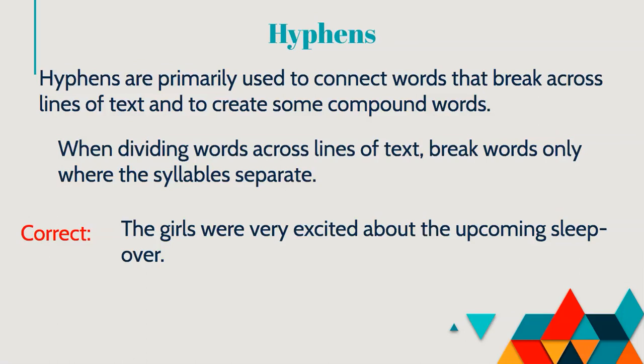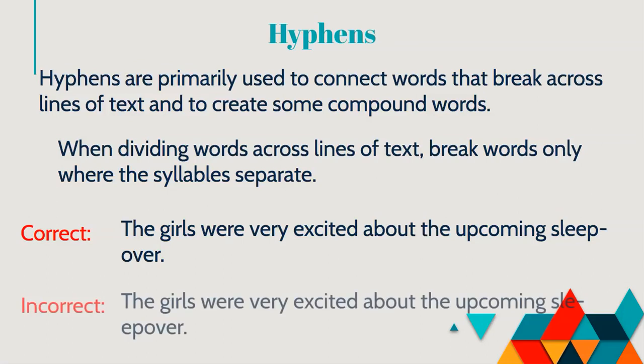It would be correct to say the girls were very excited about the upcoming sleepover and to hyphenate sleep and over. Not correct to break it in the middle of the word sleep because the syllable doesn't separate there. So it becomes confusing to readers, and that's really the reason for the rule, is making it as easy as possible for our readers to understand what we're trying to say.